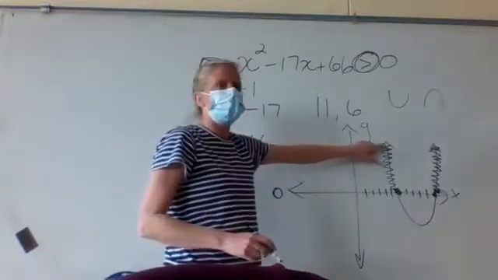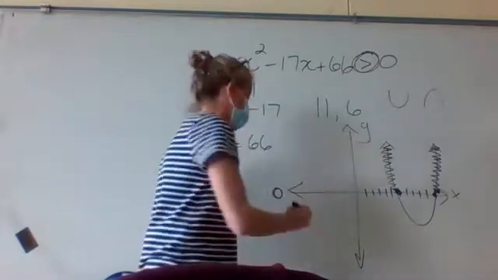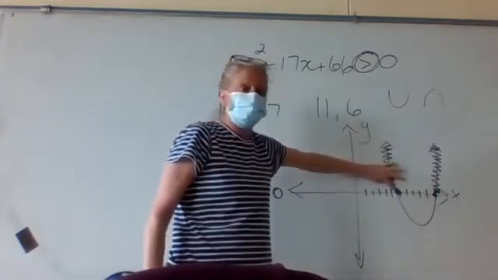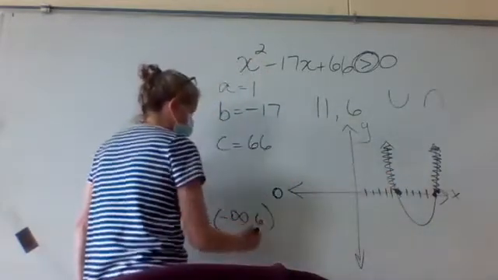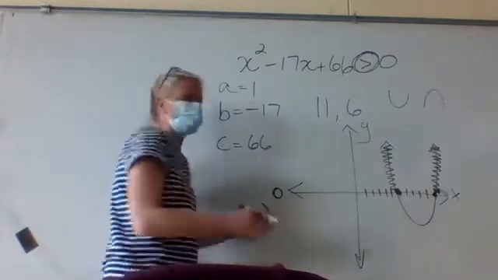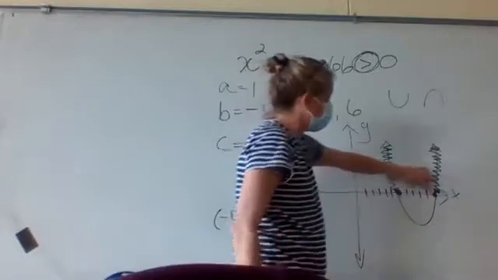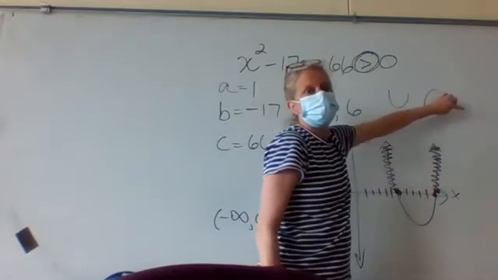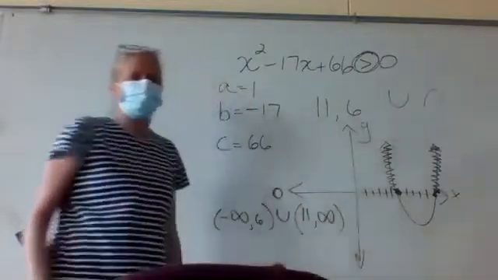So what does this arrow to the left mean? Where does it start being above the x-axis? At -infinity. And it's above the x-axis until it gets to this point, which means 6. Now remember, since it's 2 intervals, what do you put in between? You'll put in union with, good, in between them. So in union with, where does it start being above the x-axis again? At 11. And it stays above the x-axis forever. So from 11 to infinity is the other interval.